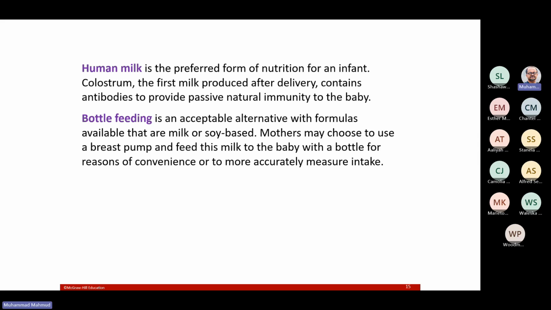Colostrum is the first milk, and that is very much nutritious for the newborn baby. It contains antibodies to provide passive natural immunity to the baby. Bottle feeding is an acceptable alternative with formulas available that are milk or soy-based. Mothers may choose to use a breast pump and feed this milk to the baby with a bottle for reasons of convenience or to more accurately measure intake.